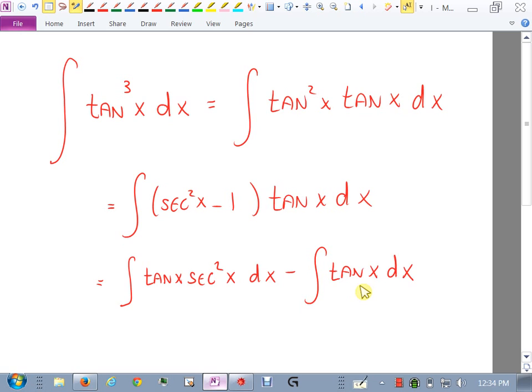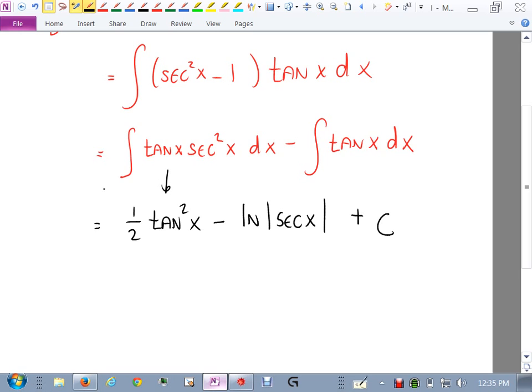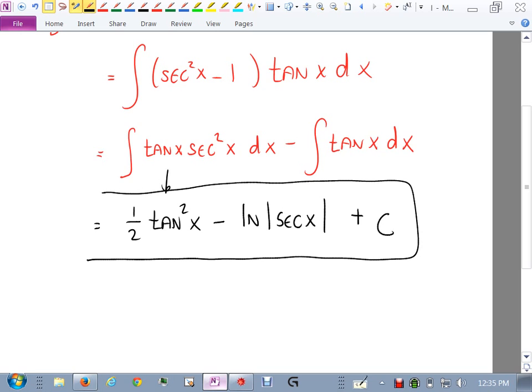Remember I said in the formula sheet, we don't have to prove them, the formulas for all the integrals of just the trig function by itself. So you go to your formula. This one I'm just going to do mentally. This is going to be 1/2 tan squared x. That's this one, antiderivative. And then over here in your formula sheet, I don't have that memorized, natural log, absolute value of secant x plus a constant. So that one worked also.